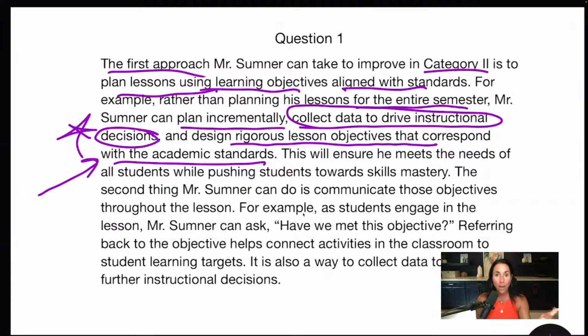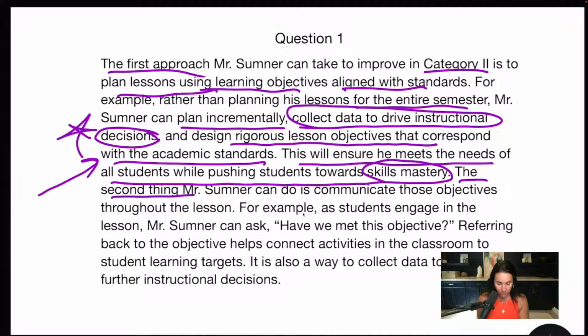Now I'm going to tell you why this goes with bullet number 2. I'm going to tell you why this is effective. This will ensure he meets the needs of all students while pushing students towards skills mastery. All right, so there's my first approach and why it's going to help. Now let's go to my second approach. The second thing Mr. Sumner can do is communicate those objectives throughout the lesson. For example, as students engage in the lesson, Mr. Sumner can ask, have we met this objective?